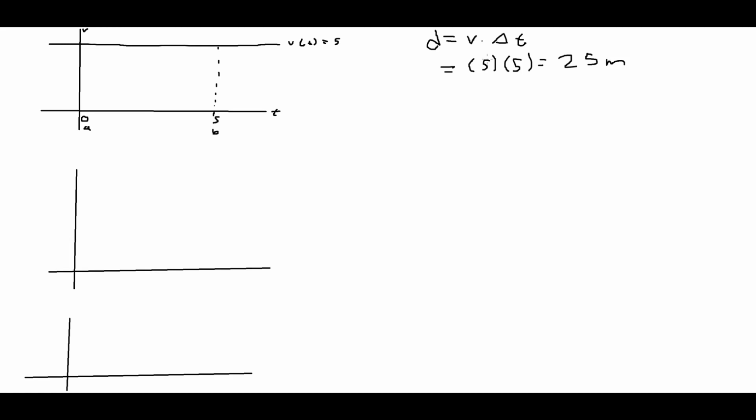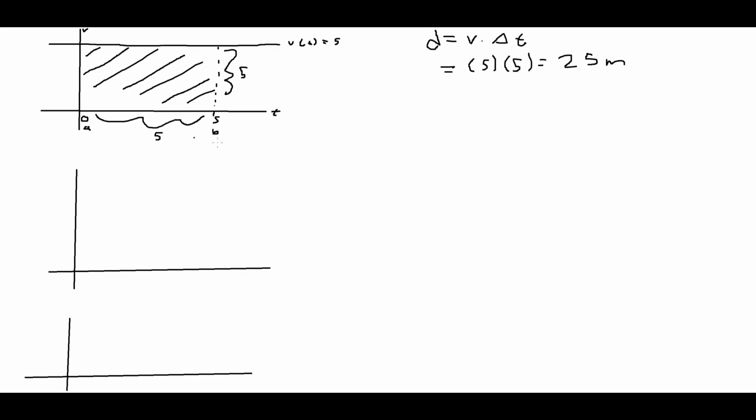Simple enough. You might already know that this corresponds to the area under this function, under this line. And you could definitely see that the height here is 5 due to 5 meters per second, and the width here is 5, or length. And this should make sense. 5 times 5 is 25, which is what we got.